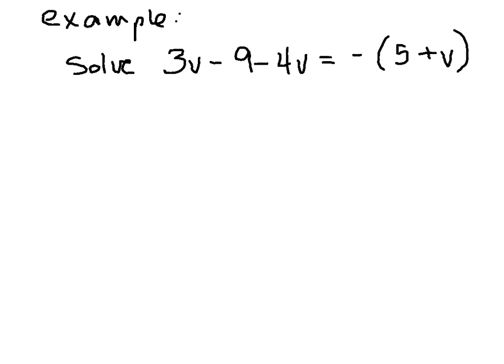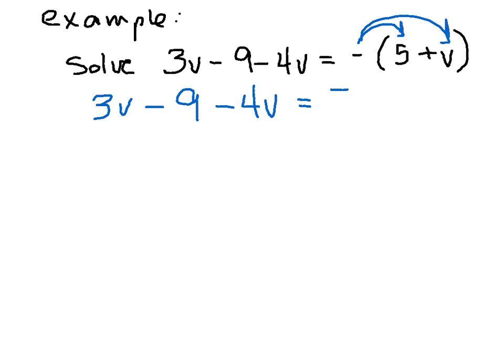So our first example, solve 3v minus 9 minus 4v equals a negative outside of 5 plus v. So let's go ahead and solve this. First we have to distribute our negative. So we get 3v minus 9 minus 4v. I'm doing this in many steps. Negative 5 minus v. Now let's collect like terms. We have lots of v's and some constants. So 3v minus 4v is negative v. Keep that 9 there.